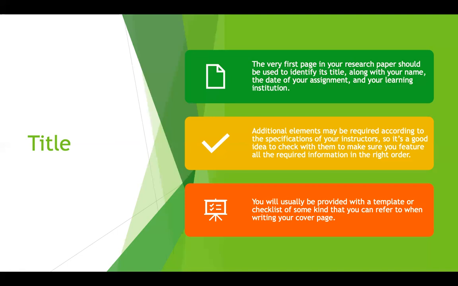As an author, it is just like this: you have produced a very good product, you have made a very innovative and novel product, but you want to present it in very lucrative packaging. So the title is that packaging of your product. The very first page in the research paper should be used to identify its title, along with your name, the date of your assignment, and your learning institution.